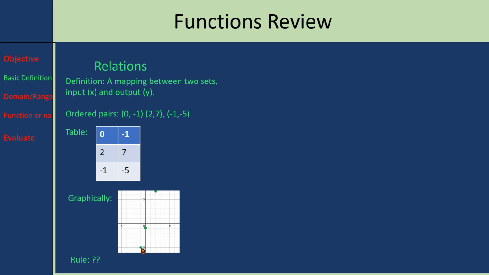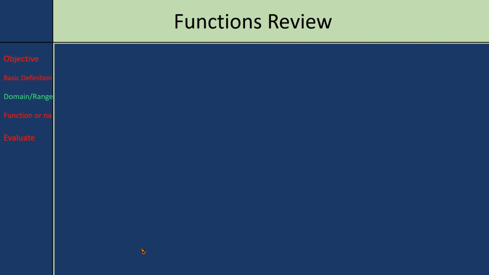Now let's move on to functions. Functions are one type of relation. So if you have relations, it could be a function, it could not. But if you have a function, it is a relation. A function is a relation in which each input is associated with only one output. So if you have an x, it can only give you one y. It cannot have another y with it. So that's the difference between functions and relations.